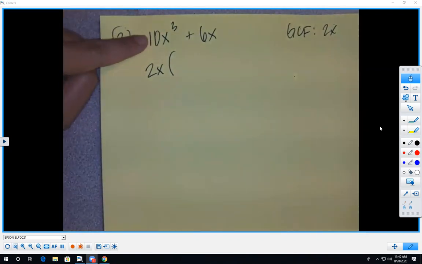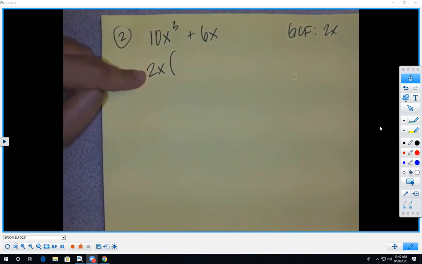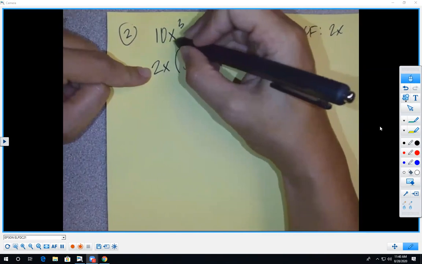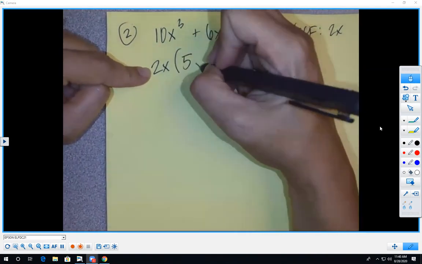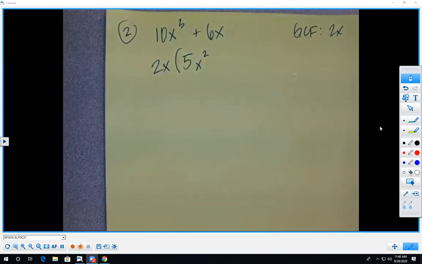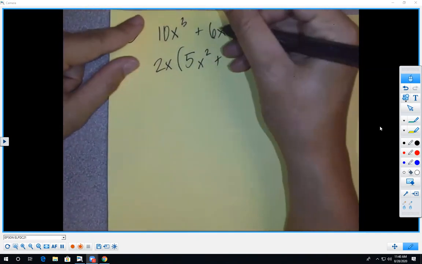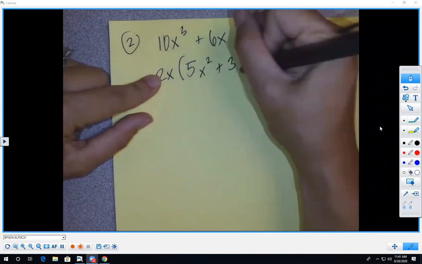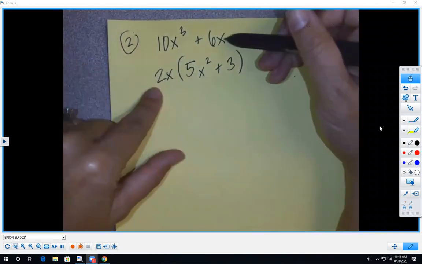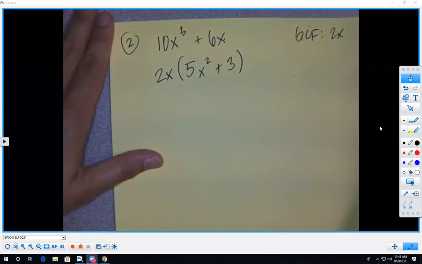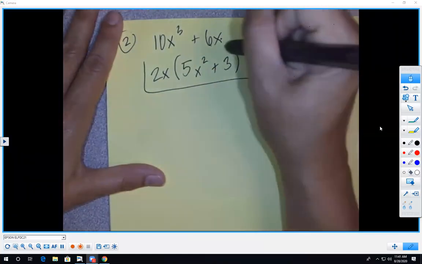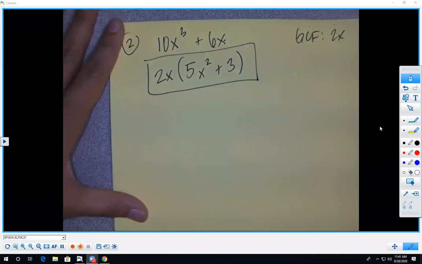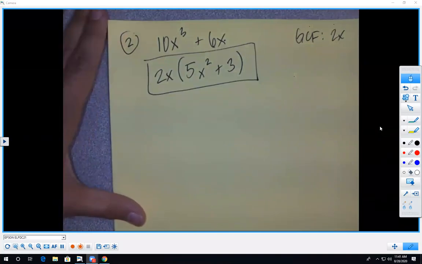What's 10x cubed divided by 2x? 10 divided by 2 is 5. If I have 3 x's and I take 1 out, I have 2 x's left over, so 5x squared. Plus, what's 6x divided by 2x? Just 3, because I pulled the x out. I had 1 x and I took it out. So this is your answer. Questions about that?